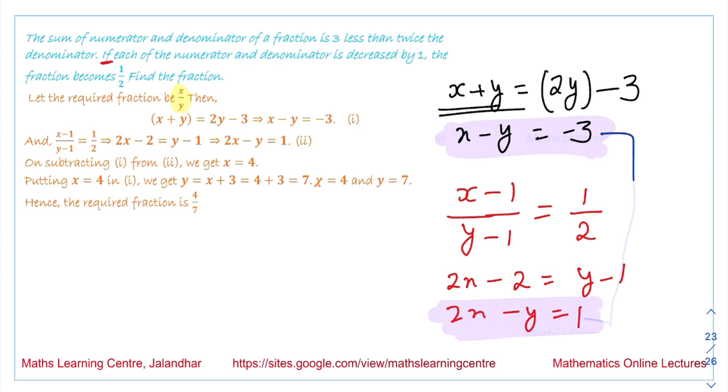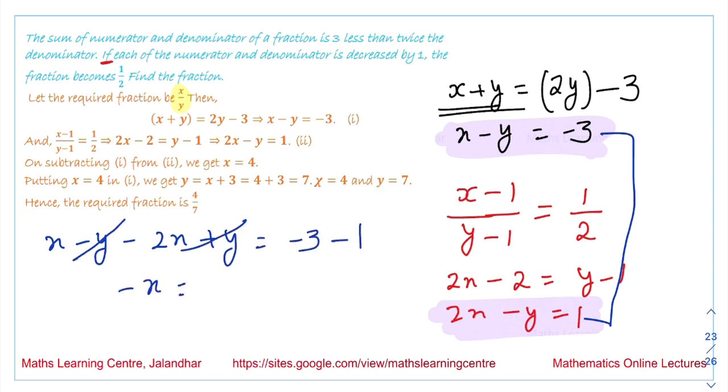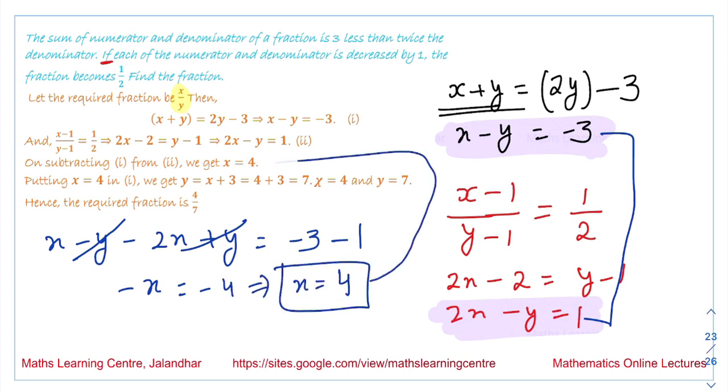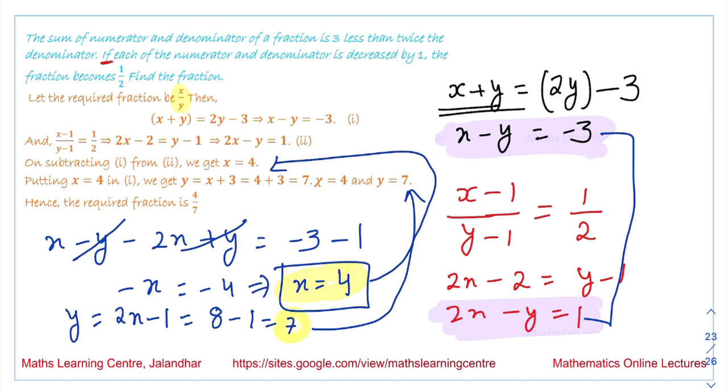If we subtract both these equations, what we will get is x minus y minus 2x plus y is equal to minus 3 minus 1. Y gets cancelled, so we get minus x is equal to minus 4. So we get x is equal to 4. So the value of y is 2x minus 1, that is equal to 8 minus 1 is equal to 7. So the required fraction is x over y. The value of x is 4. The value of y is 7. So the fraction we have is 4 by 7.